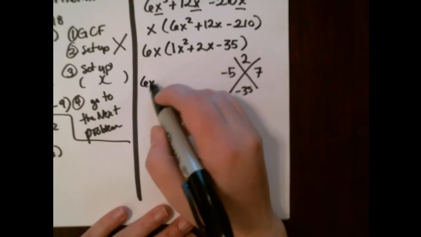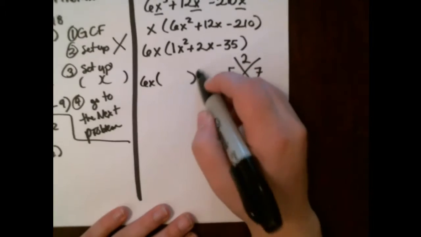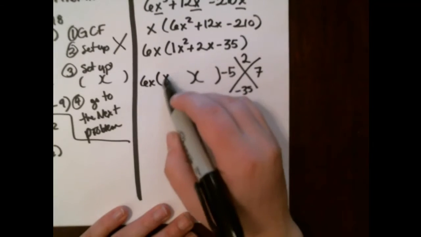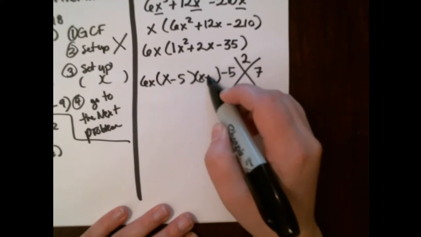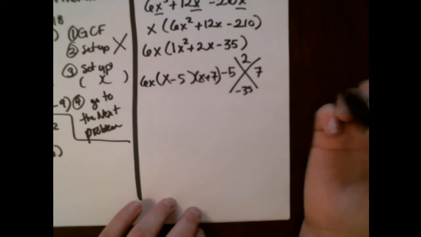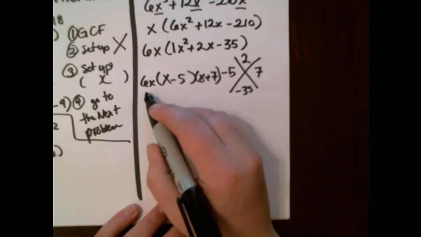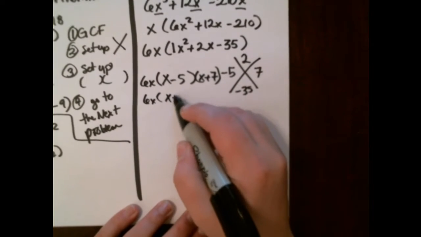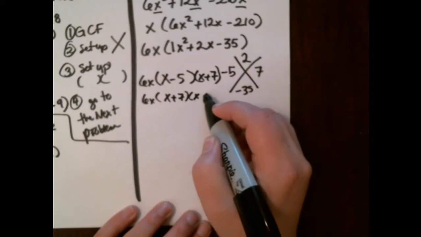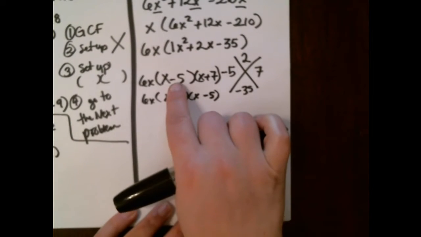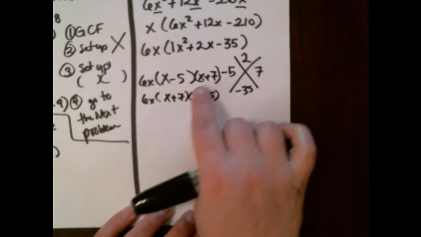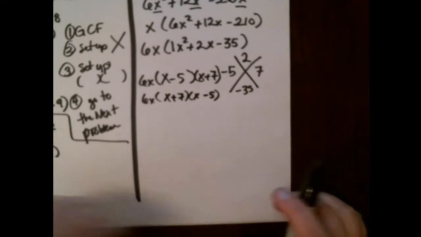And then just set up my parentheses. The 6x is chilling. X minus 5, x plus 7. Done. Now the order of the parentheses doesn't matter. You can do 6x, x plus 7, x minus 5, but it matters that the negative stays with the 5 and the positive stays with the 7.